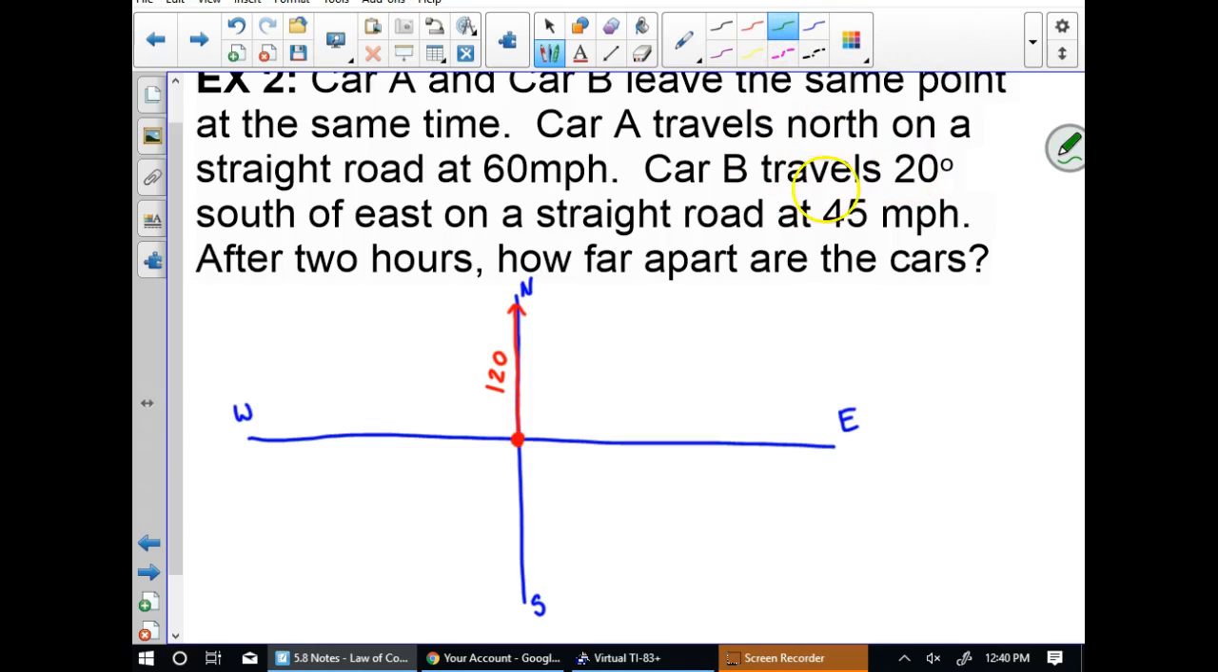So car B is 20 degrees south of east, right? That means east is the main direction that they're going, and you're going 20 degrees to the south of that. So that would look like this, right? And I probably didn't draw that quite small. That would be 20 degrees.